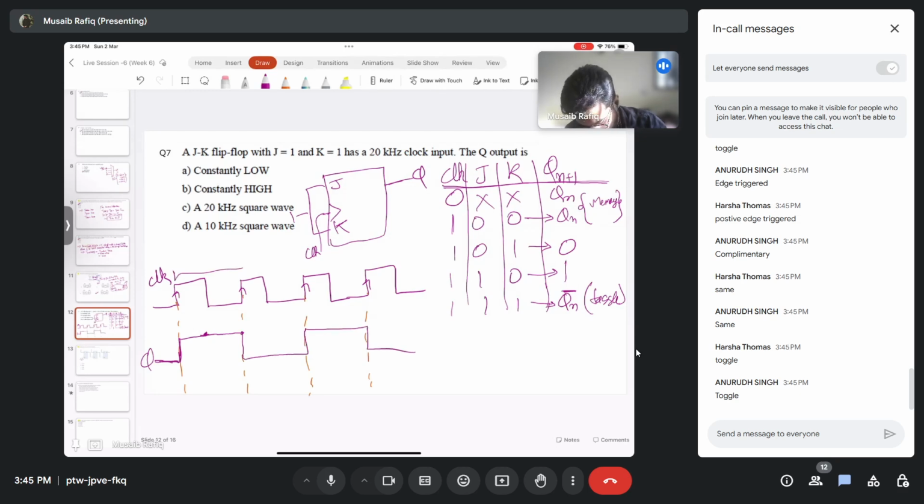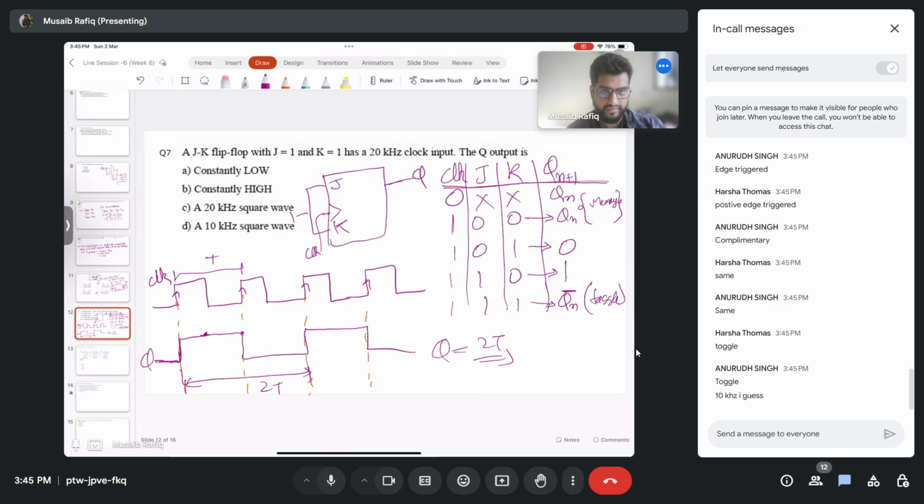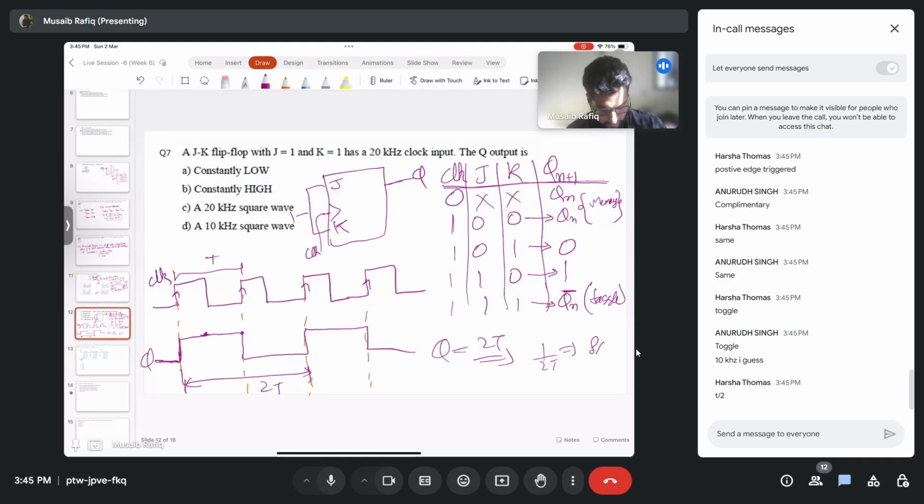So if the clock period was T, the output has a time period of 2T. What will be the frequency? Frequency will be 1 by 2T, and that is simply F by 2, and that is 20 by 2, that is 10 kilohertz.